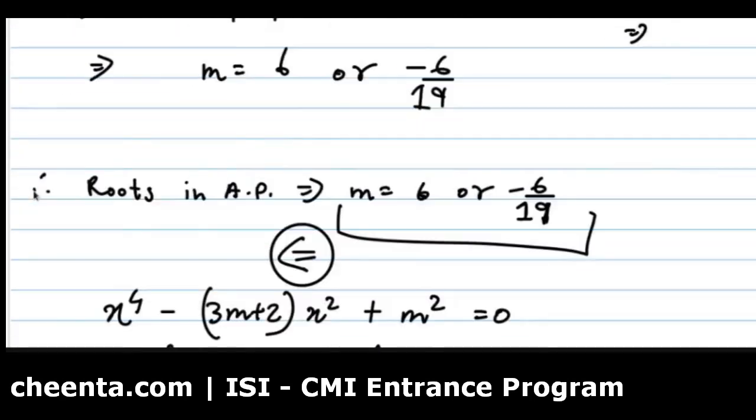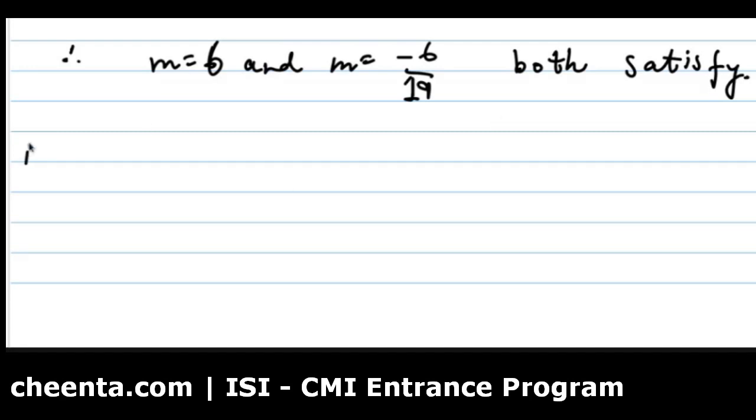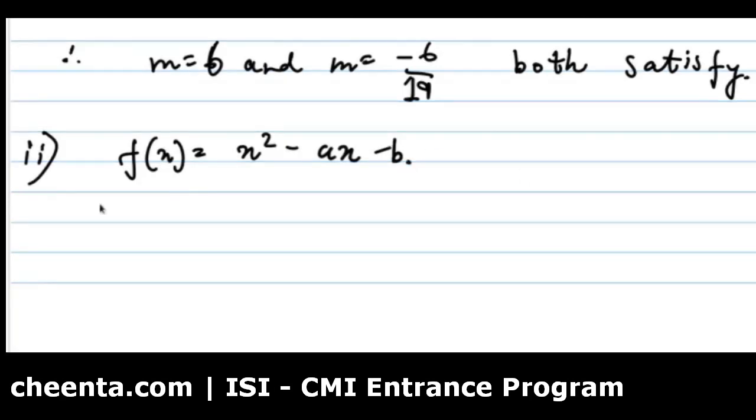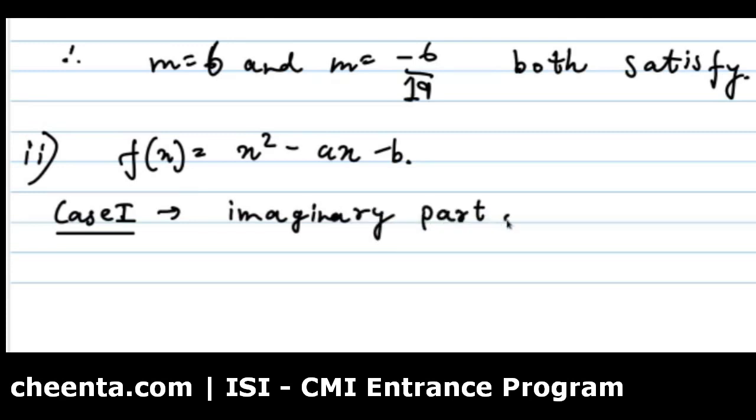And we know that the absolute value of a complex number is modulus. Right? So we will assume two cases. So f of x equals x squared minus ax minus b. So case 1: imaginary part of roots is greater than 0.